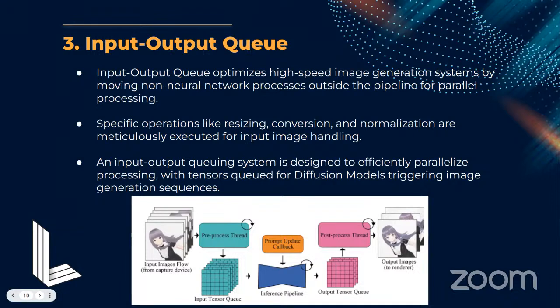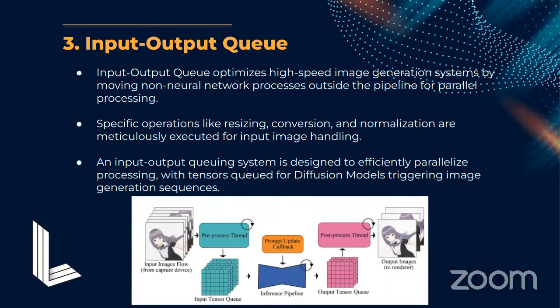It basically parallelizes the whole thing, all right? So specific operations like resizing, conversion, and normalization are meticulously executed for input image handling. What the input queue does is take some of the input given to the system, even outside of the pipeline, work on it, then bring it back into the pipeline to continue the process, so that there will not be delays or bottlenecks, because you want Stable Diffusion to perform at its fullest. The fastness of Stable Diffusion is what we want. So the pipeline is what we are introducing, and we want to eliminate any bottleneck, anything that will delay the process, so that the system will be as fast as it can be.